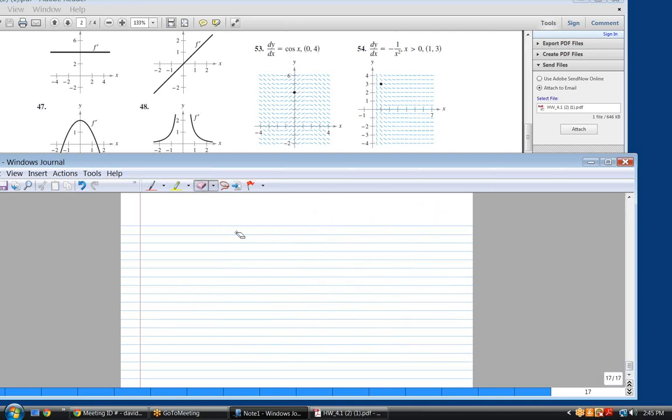Okay. And the last one of these. dy equals minus 1 over x squared dx. X has to be greater than 0.